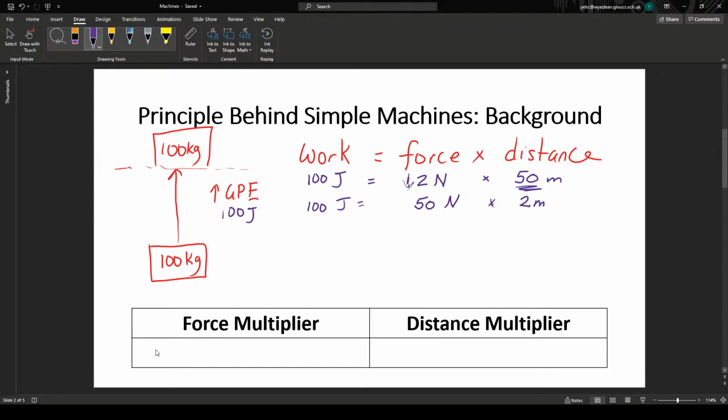So force multipliers, we already talked about how it allows for a smaller force to lift something bigger or heavier. Distance multipliers, we don't need to worry about at this stage. At this stage, just know it exists as smaller distance becomes a larger distance.